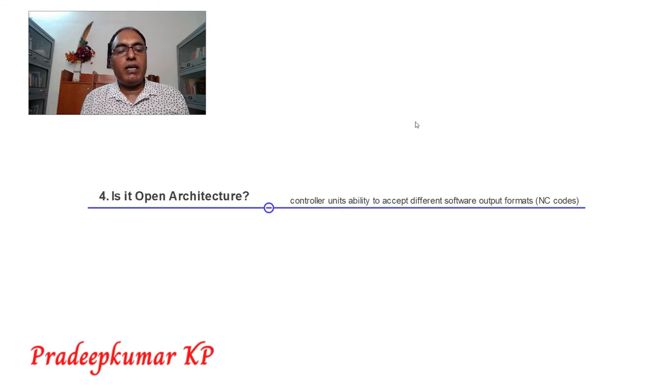The fourth point is open architecture. The control system that you are using with the machine should have the ability to accept different software output formats, generally NC codes. Some controllers accept only one particular kind of format. So it is better to have a controller that accepts different types of NC codes. It should be an open format type, open architecture.